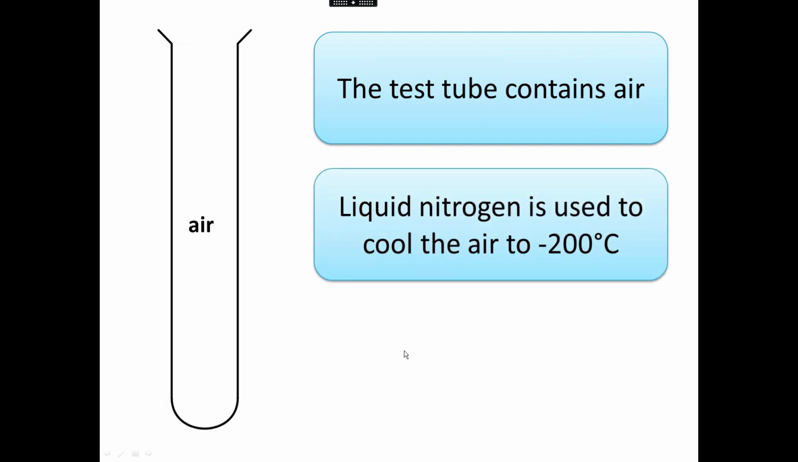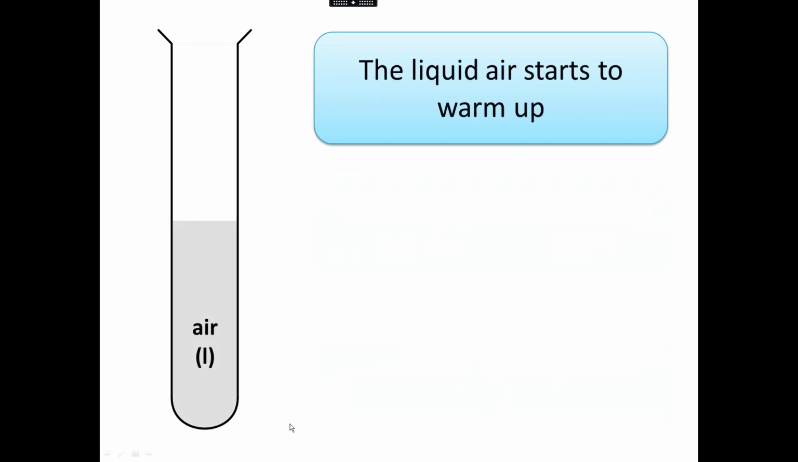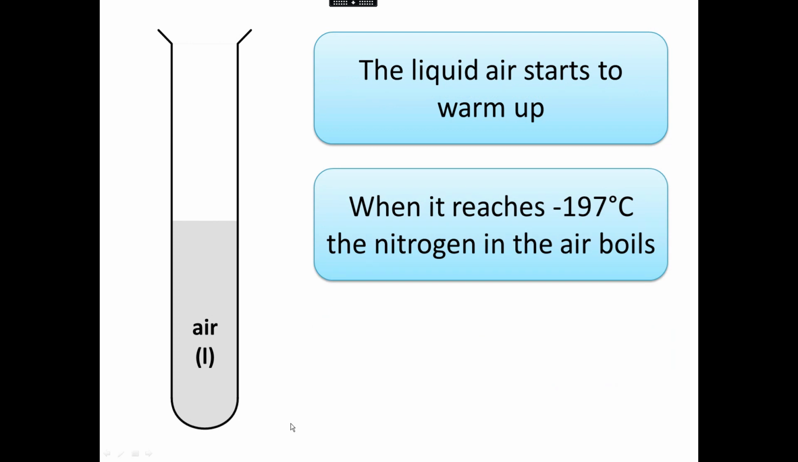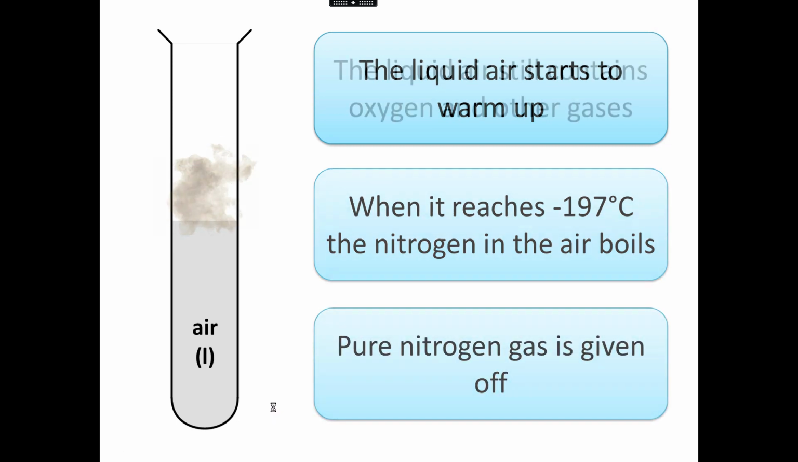Liquid nitrogen is used to cool the air down. The air in the tube condenses, making liquid air. It starts to warm up. When it reaches minus 197, the nitrogen in the air boils. All right, so it's warming up from minus 200 to minus 197, and the nitrogen starts to boil. Pure nitrogen gas is given off.